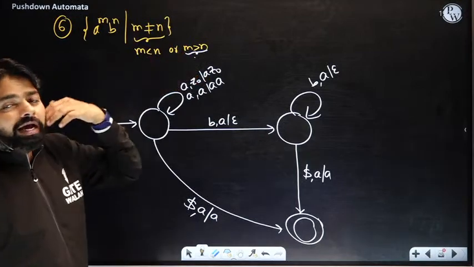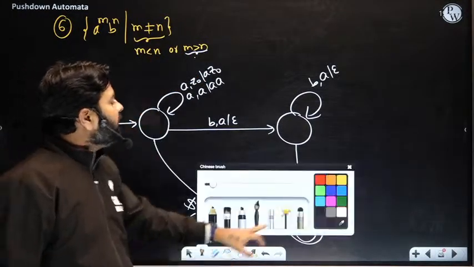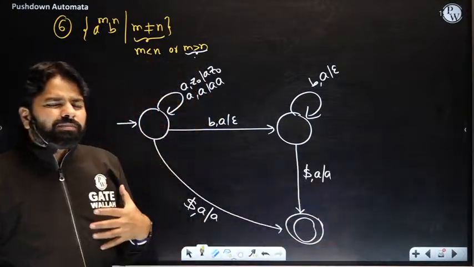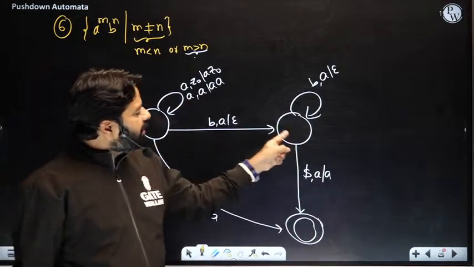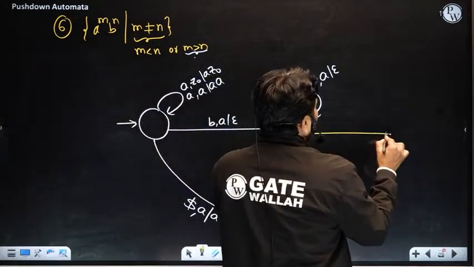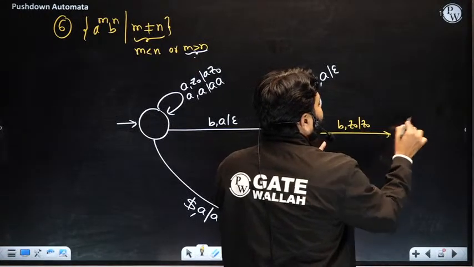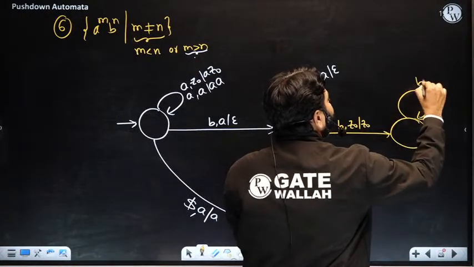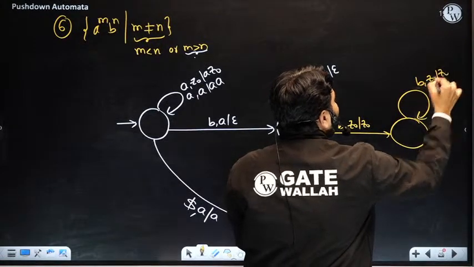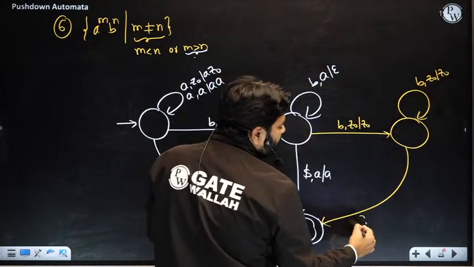Now b's more than a's. For that, just add the transitions. If b is more than a's, what happens here? After this, b comma z naught may happen. So more b's might be left on the input, so read all of them. After that, dollar z naught may come. Then come to the final.